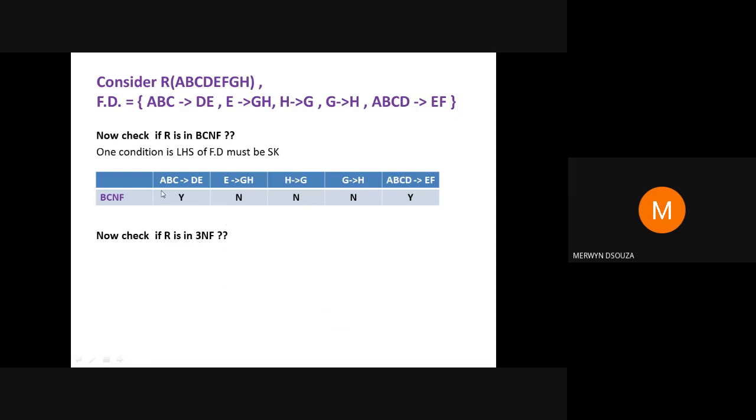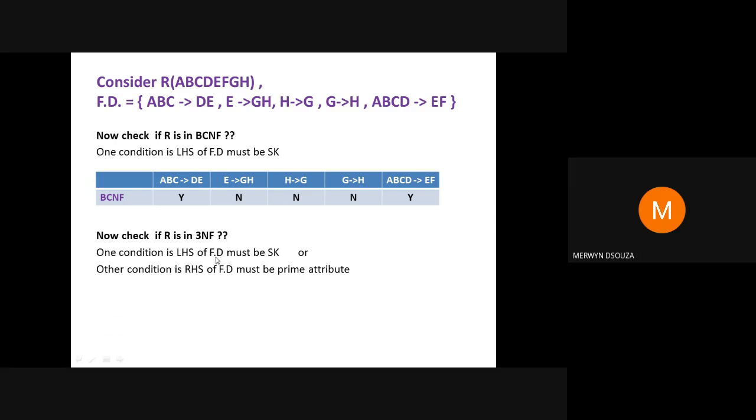Since it is not in BCNF, check whether R is in third normal form. Now what are the conditions for third normal form? One condition is that the left hand side of the functional dependency must be a super key, or the second condition is that the right hand side of the functional dependency must be a prime attribute. So now let's check for both these conditions.